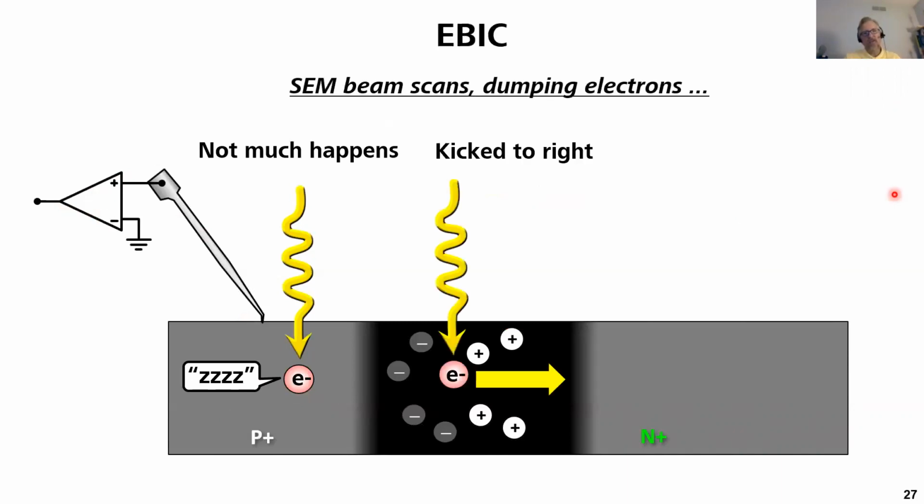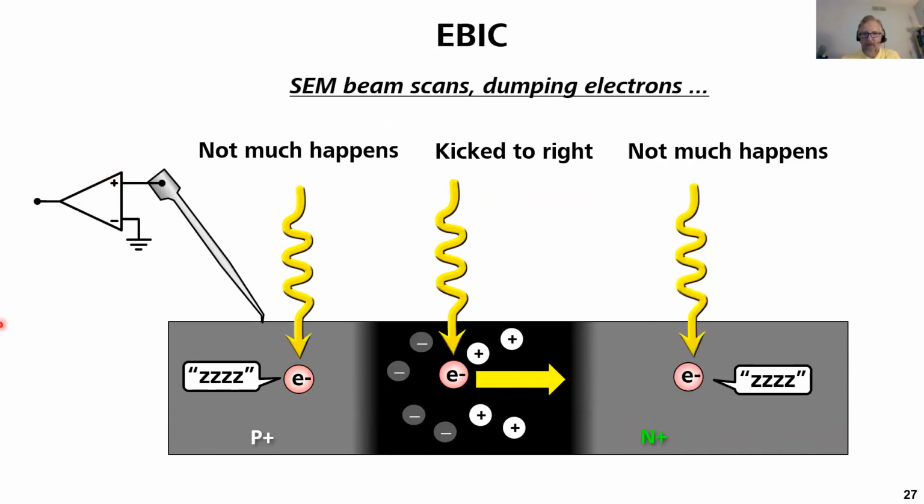However, when we hit the depletion zone, the internal electric field, we can view that as like kicking electrons to the right, and this flow of current here is actually going to be measured as a current over at our op amp. And then when we get to the other side, again, not much happens. Any liberated electrons are reabsorbed, and so there's no EBIC signal. In so doing, EBIC creates images of depletion zones in semiconductors.